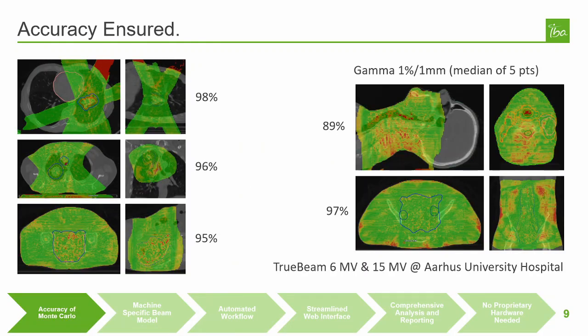SciMoCa was also evaluated with TrueBeam machines at the Aarhus University Hospital in Denmark. Results there showed 90% to 98% pass rates for gamma analysis with a 1% per 1 millimeter threshold, and we have comparable agreement for CyberKnife treatments. This high level of agreement means SciMoCa will find actual errors and not deviations arising from a substandard dose calculation.